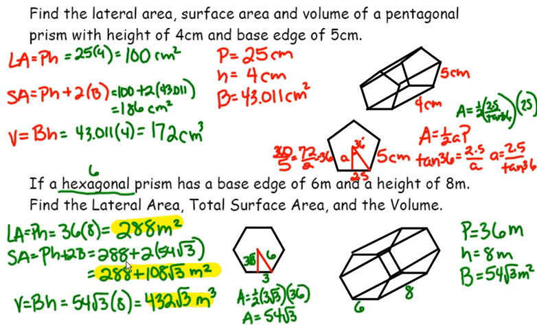And then I put all those that I found into my equations, and I should have gotten 288 for my lateral area. And then for my surface area, I should have gotten 288 plus 180 radical 3. This is as simplified as it gets. You cannot combine these two because something with a radical cannot be added to something without a radical. So this is the answer. And then for my volume, you should have gotten 432 radical 3.